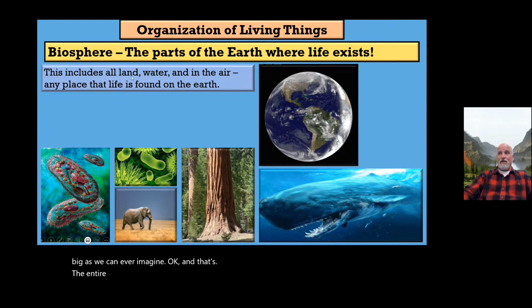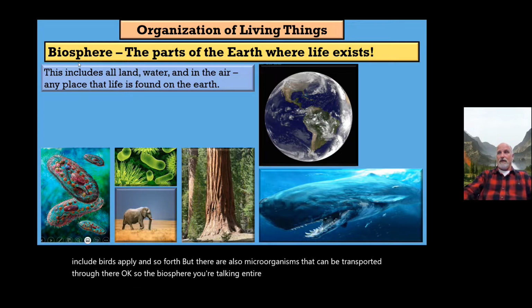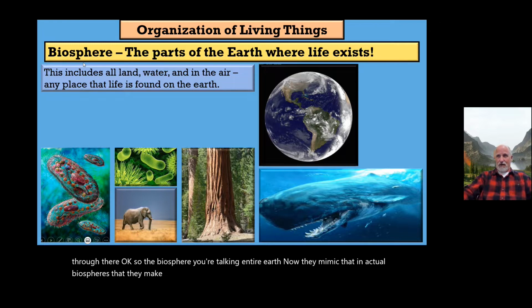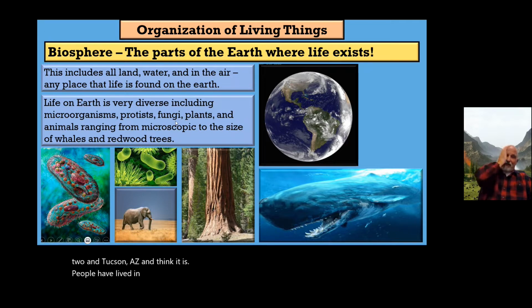Now, it does include land, water, and air. We have living organisms in the air, which include birds that fly and so forth. But there are also microorganisms that can be transported through the air. So the biosphere, you're talking about the entire Earth. Now, they mimic that in actual biospheres that they make like giant terrariums. There's a Biosphere 1 and 2 in Tucson, Arizona, I think it is, where people have lived in it a couple of years at a time without ever coming out.